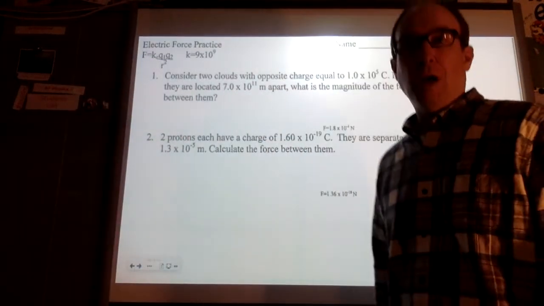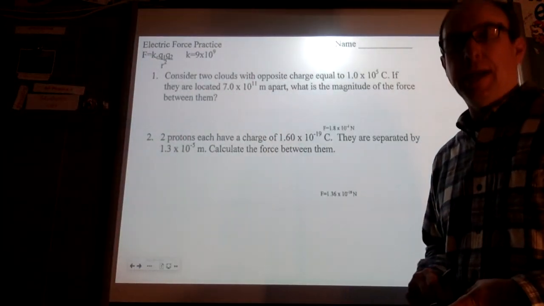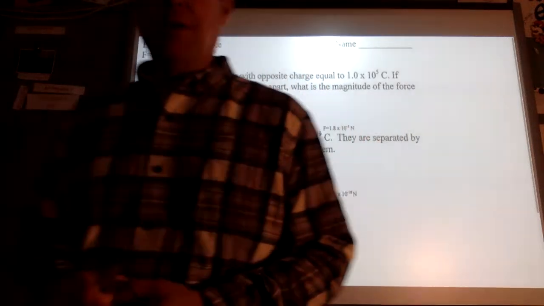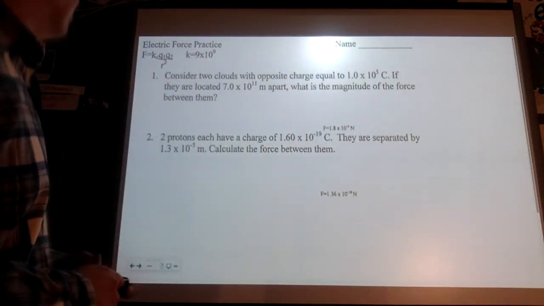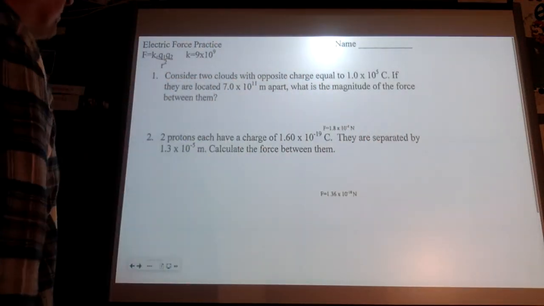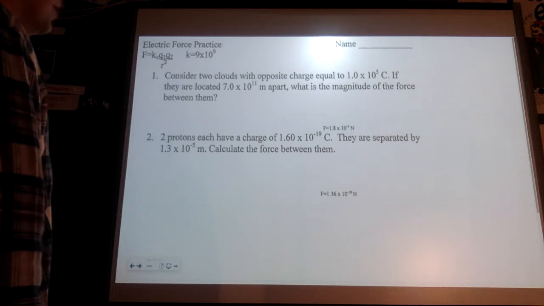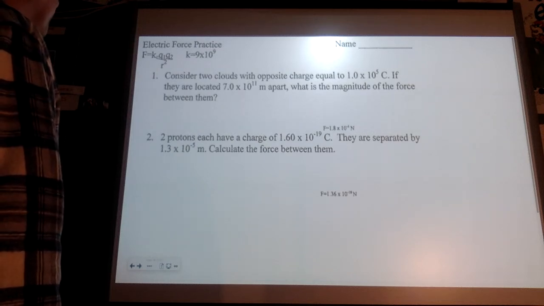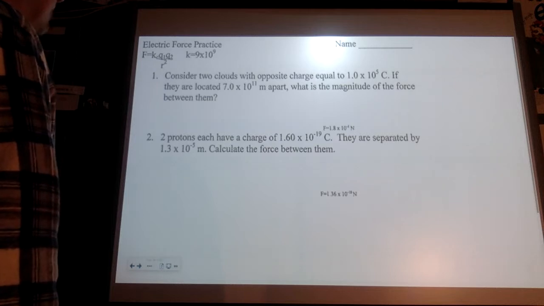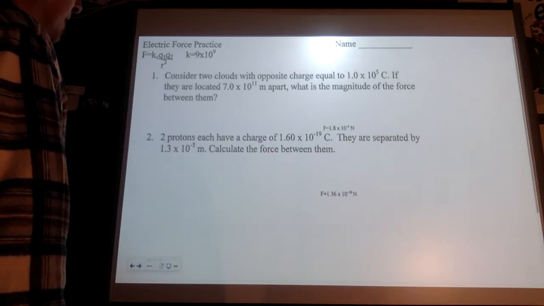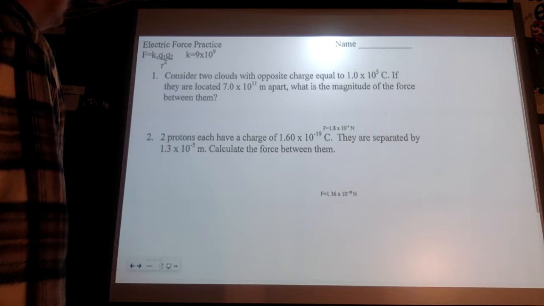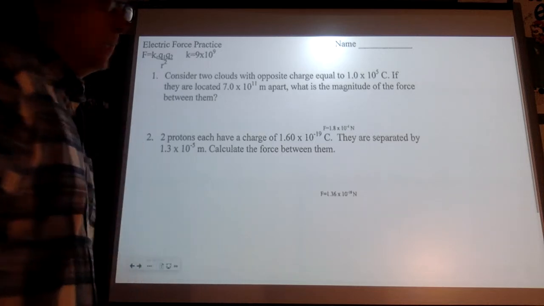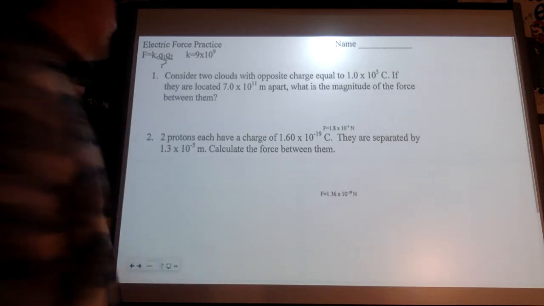All right, so I'm going to do a couple practice problems with you guys, and the answers are in the notes if you want to do them on your own. Consider two clouds of opposite charge equal to 1 times 10 to the 5th coulombs. If they're located 7 times 10 to the positive 11th apart, what is the magnitude of the force between them? Big charges, big distances, huh?